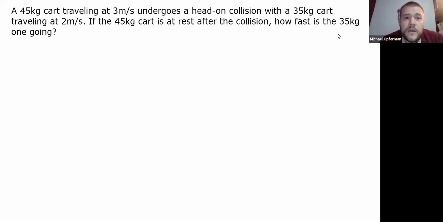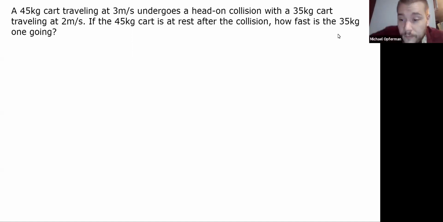You've got on your screen here another conservation of momentum style problem that's a collision. In this case, the two objects don't stick together in the collision. Here we have two carts that undergo a head-on collision, and the question says that after the collision, one of the carts is at rest and the other one is moving. And that's all we know, but we don't know how fast the other one is moving.